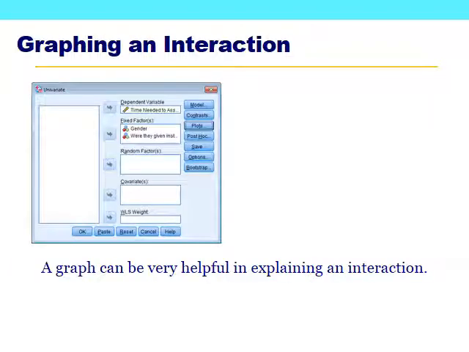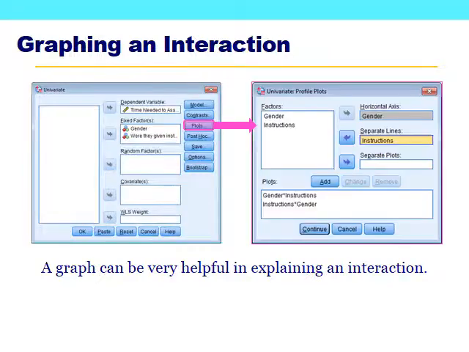Back in the univariate menu, under Analyze, General Linear Model, Univariate, here's all of our variables in the appropriate places. If we go into the Plots menu, we can create a graph of our interaction. In the box on the left, under Factors, we'll see a list of both of our independent variables, which in this case were sex and instructions. We're going to put one of those variables on the horizontal axis, and the other of those variables under separate lines, and then we'll click Add.